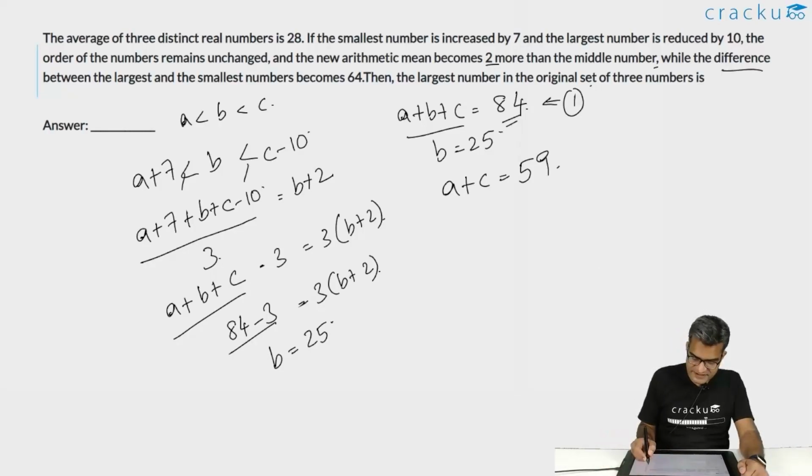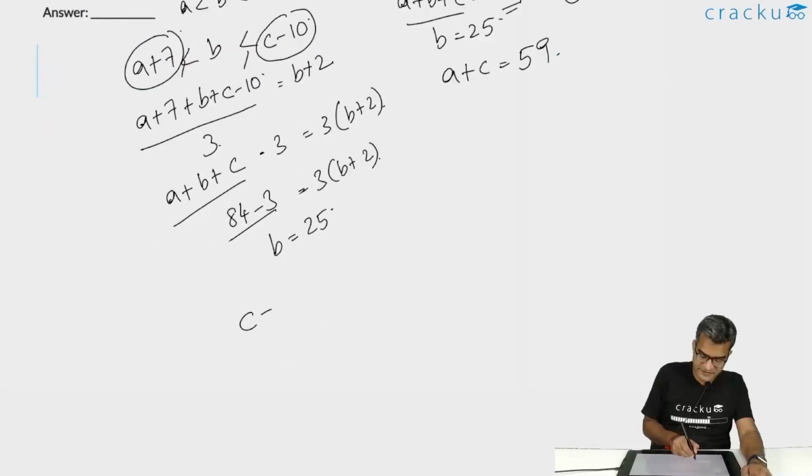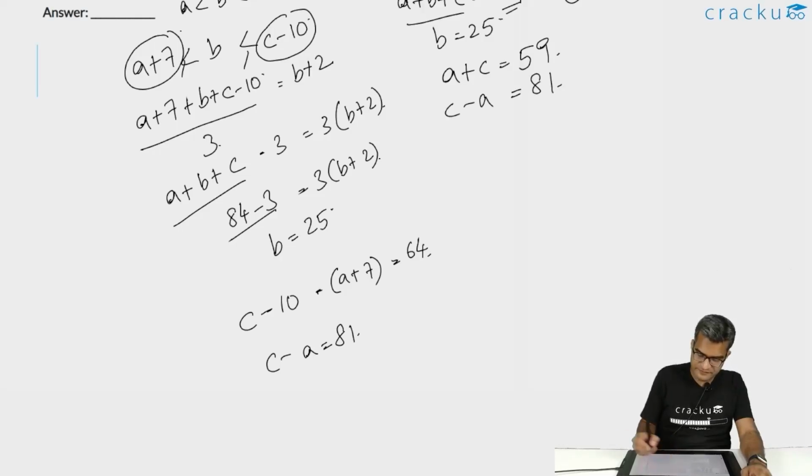While the difference between the largest and the smallest number becomes 64. Now the largest number is C minus 10. The smallest number is A plus 7. The difference between these two we are told is now 64. So C minus 10 minus A plus 7 is equal to 64. Or C minus A is equal to 81. So we have C minus A is equal to 81.